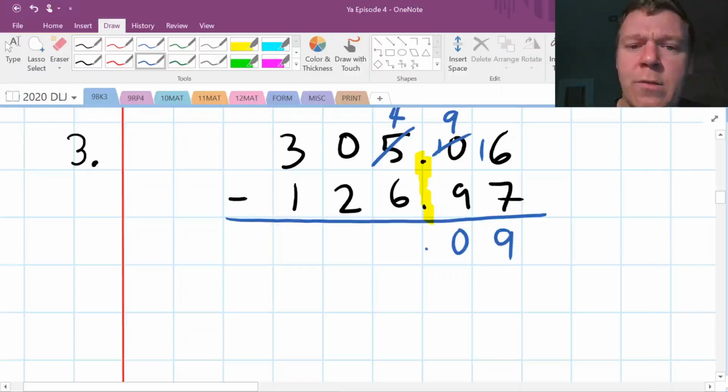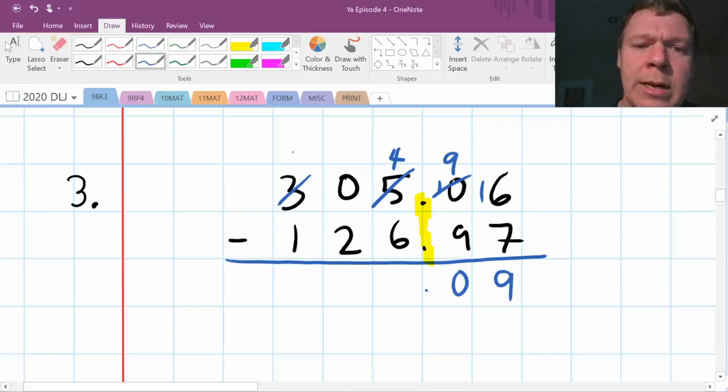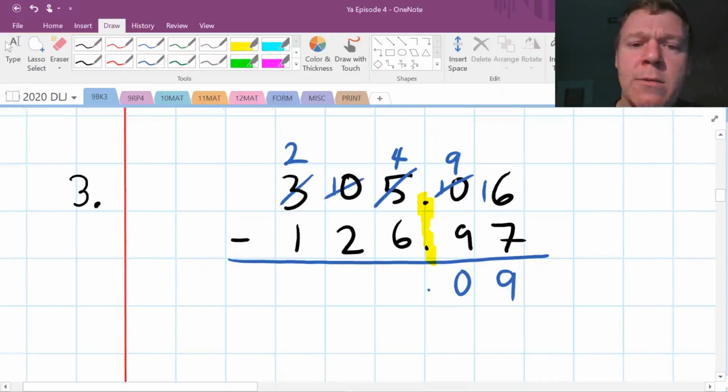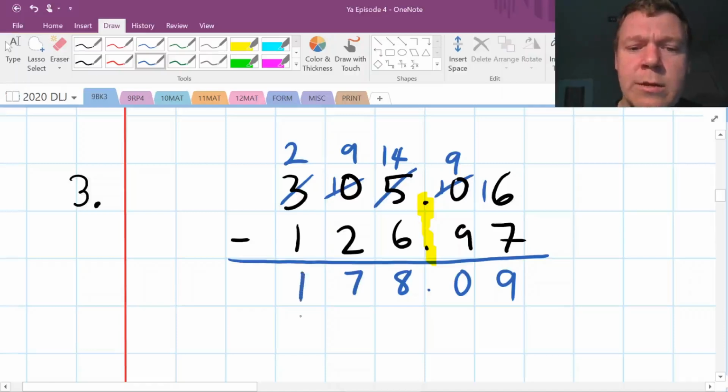4 minus 6, we can't do that either. So we're going to have to do another double borrow because there's nothing in the column over. So cross out the 3, that's a 2. This is now a 10. Cross that out, make it a 9. And bring that 1 over. Now we've got 14 minus 6 is 8. 9 minus 2, 7. 2 minus 1 is 1. 178.09.